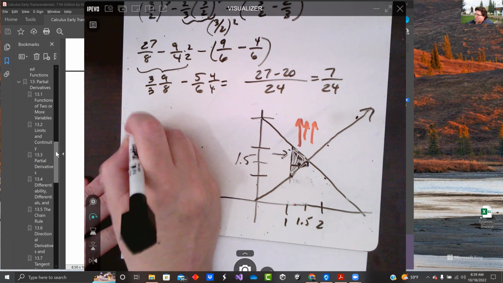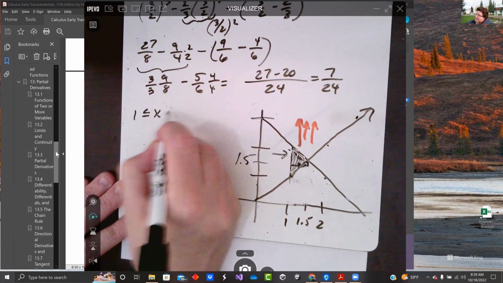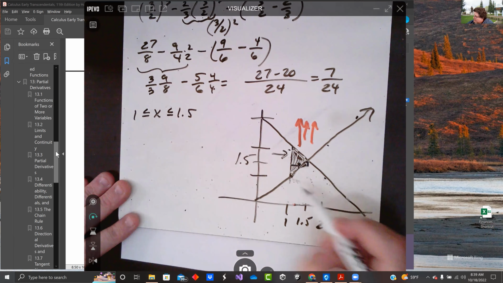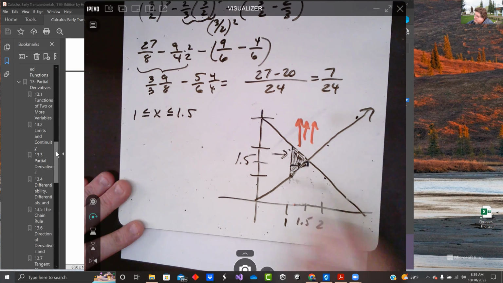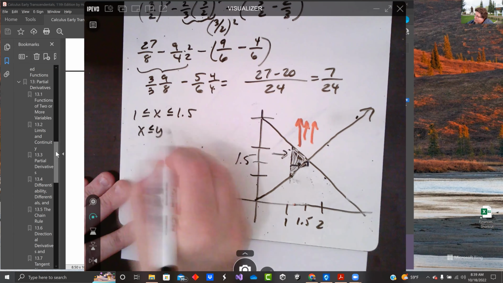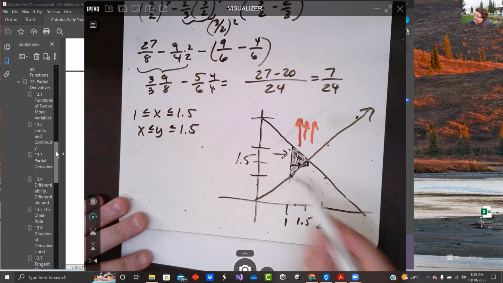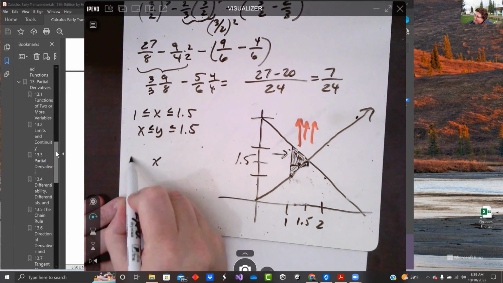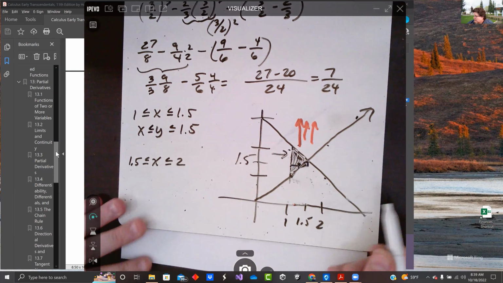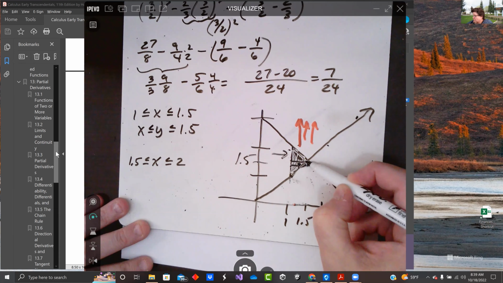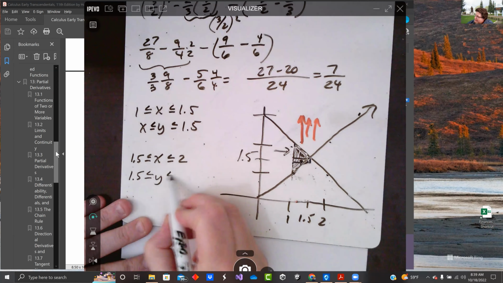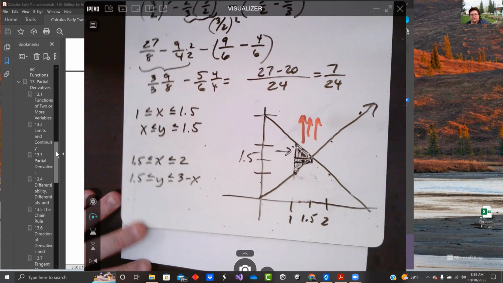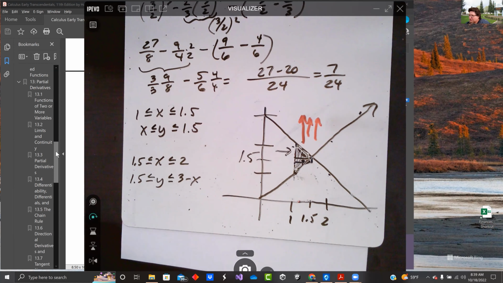We've got x going from 1 to 1.5, and y goes from x to 1.5. And then when x goes from 1.5 to 2, y is going from 1.5 up to 3 minus x. So if we shift the order of integration, this really messes this problem up. This makes it terrible.